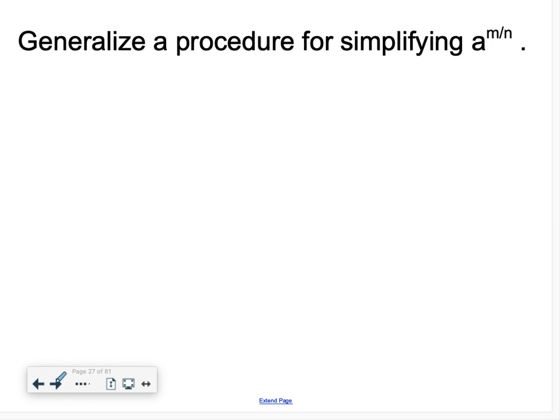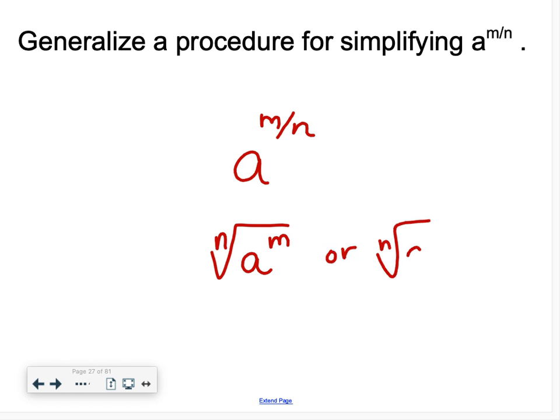So if you have anything raised to a rational exponent, like a to the m over n, that is equivalent to the nth root of a to the m power. Okay, so whatever your denominator is, n is your root, and then your m is the power. Or you could also write the nth root of a, and the whole thing is raised to the m power. Either of those are equivalent. It does not matter how you pick to write that. Okay, so the denominator of the rational exponent is always your root.